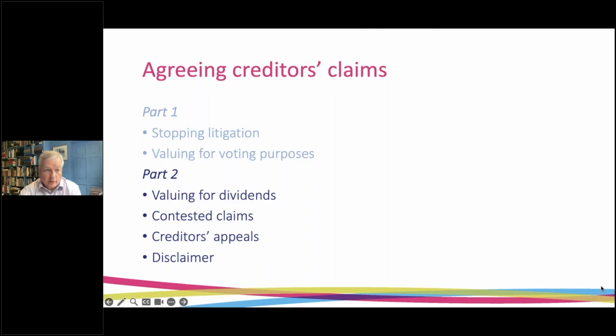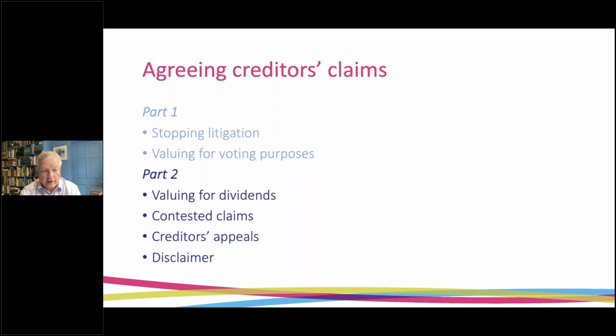So in part 1, the two topics that we covered were stopping litigation, the insolvency moratorium that comes into force at the start of a liquidation, and indeed almost every formal insolvency procedure. And secondly, we were looking at valuing creditors' claims for voting purposes.